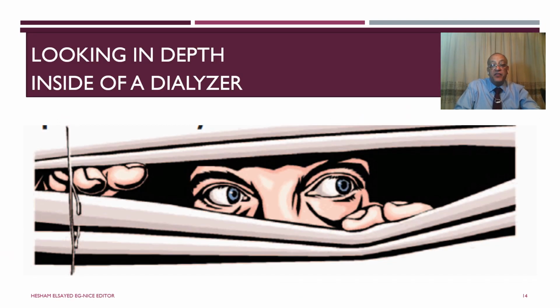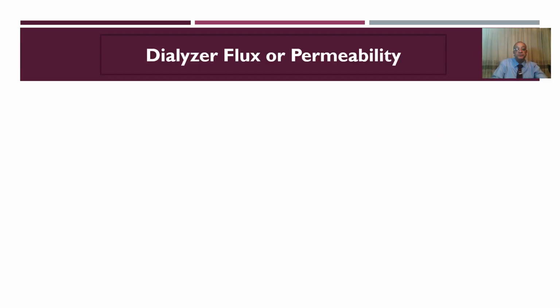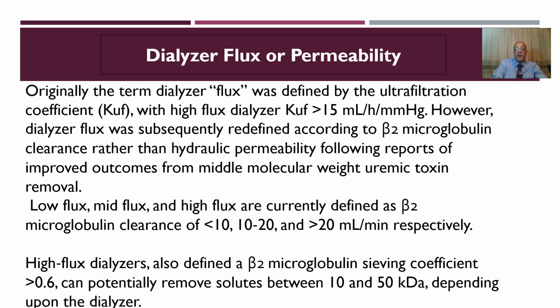Looking in depth inside the dialyzer, dialyzer flux or permeability: the old identification was based on just the KUF. Nowadays, the dialyzer identification or permeability depends on beta-2 microglobulin and sieving coefficient criteria.